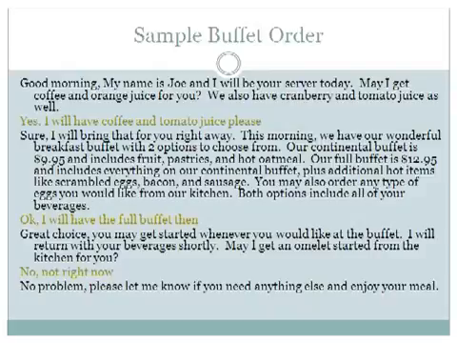This morning we have our wonderful breakfast buffet with 2 options to choose from. Our continental buffet is $9.95 and includes fruit, pastries, and hot oatmeal. Our full buffet is $12.95 and that includes everything on our continental buffet plus additional hot items like scrambled eggs, bacon, and sausage. You may also order any type of eggs you would like from our kitchen. Both options include all of your beverages." "Okay, I will have the full buffet then."